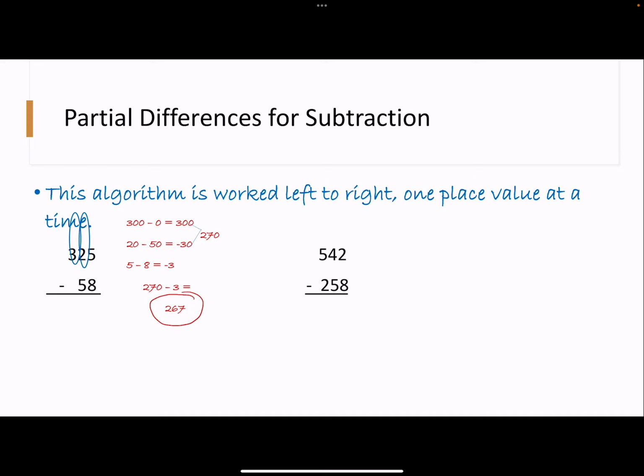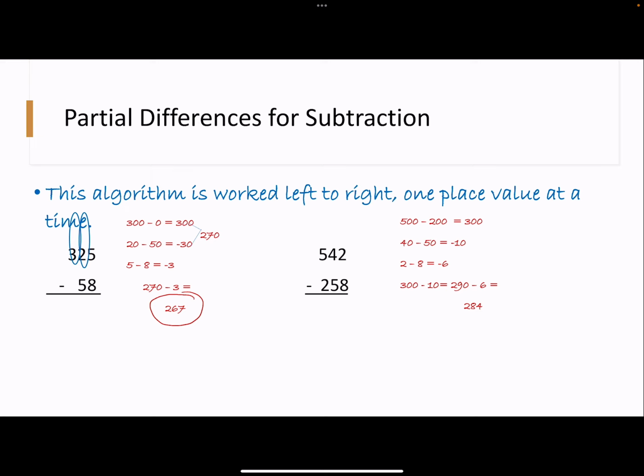Let's try another example using that same algorithm. All right, so this time, again, we're going to start with the hundreds place. This time, I have a 2 in the hundreds place. So 500 minus 200 gives me 300. Now we're going to subtract our tens. 40 minus 50 is negative 10.